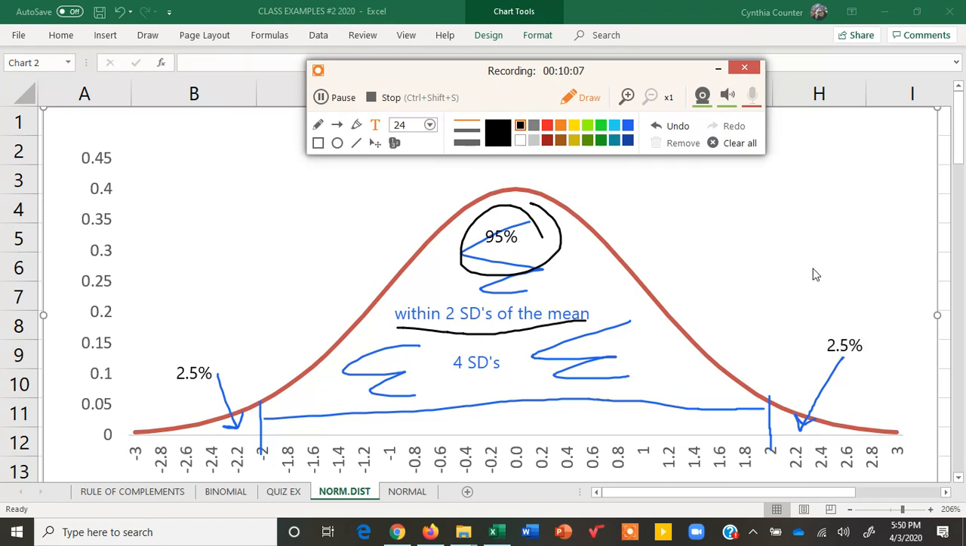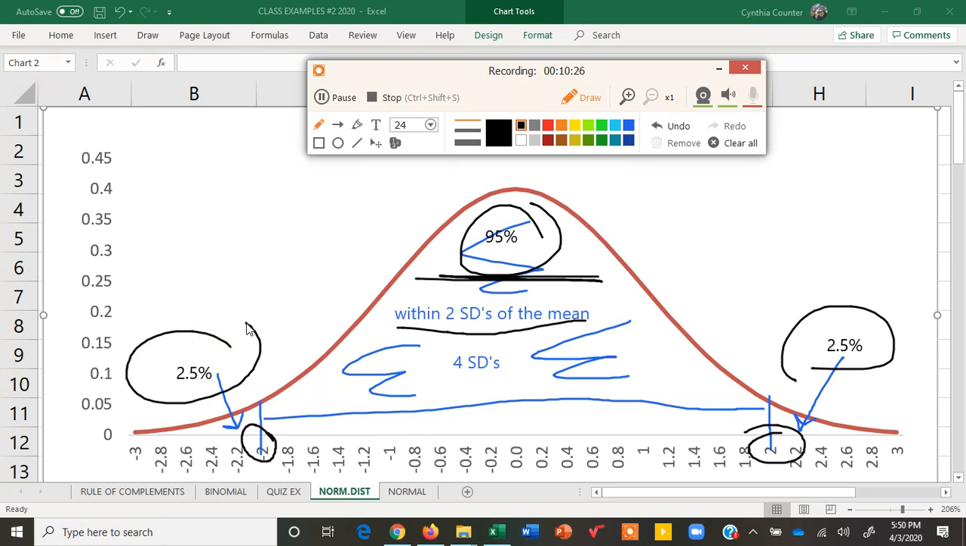Now, this is actually really important because we're going to be talking a lot about the middle 95% of the data. The middle 95% of the data is within 2 standard deviations of the mean, so that you have 2.5% left split into either tail. We will see this a lot in the course. You hear about this a lot in statistics: the middle 95%, the bottom 2.5%, the top 2.5%.